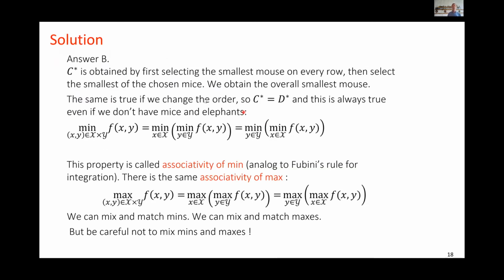If we think of mice, then it's easy to see. C star is obtained by first selecting the smallest mouse on every row, then selecting the smallest of the smallest. So that will give you the overall smallest.